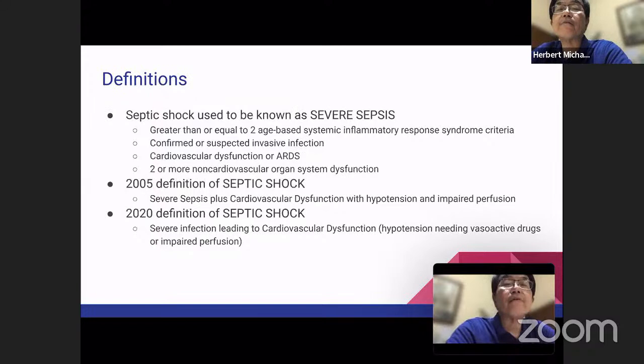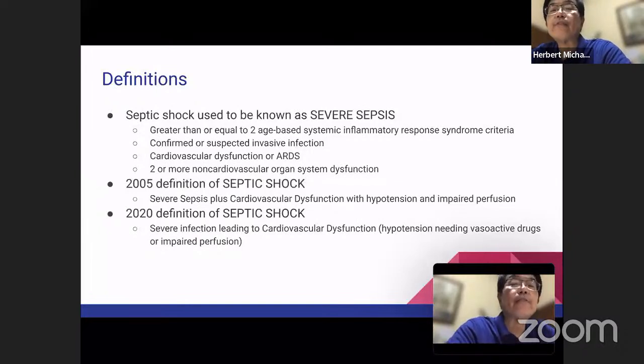In the past, in 2005, the definition of septic shock was actually just severe sepsis plus cardiovascular dysfunction, wherein you have hypotension and impaired perfusion. The 2020 definition of septic shock is severe infection that leads to cardiovascular dysfunction, wherein you have hypotension that needs vasoactive drugs or there is impaired perfusion.